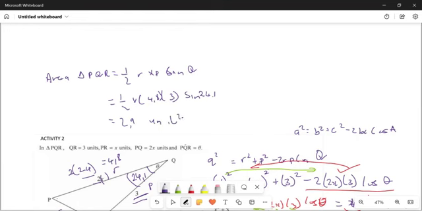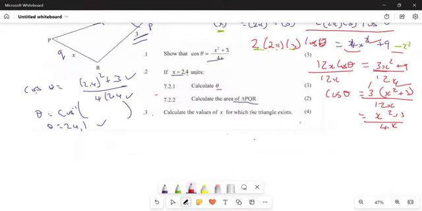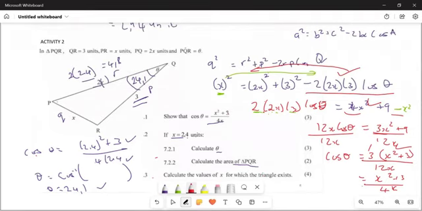So this is going to be units squared. Calculate the values of x for which this triangle exists. For this triangle to exist, the sum of any two sides has to be greater than the third side. So if we say this is side number 1, this is side number 2, this is side number 3.